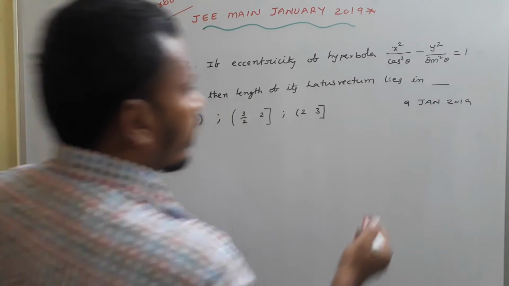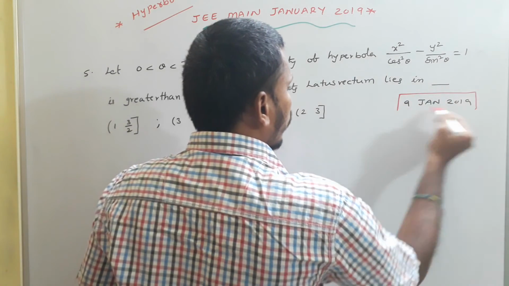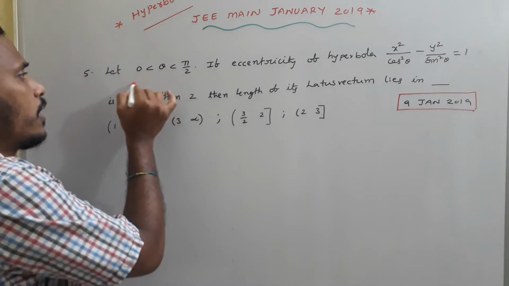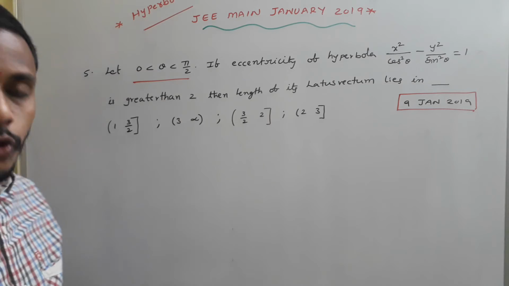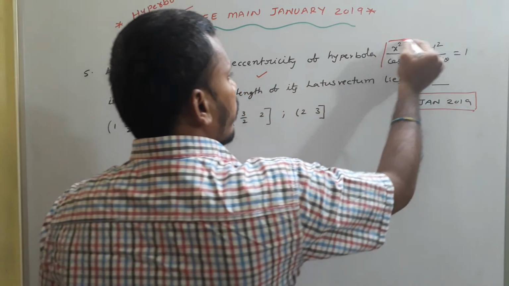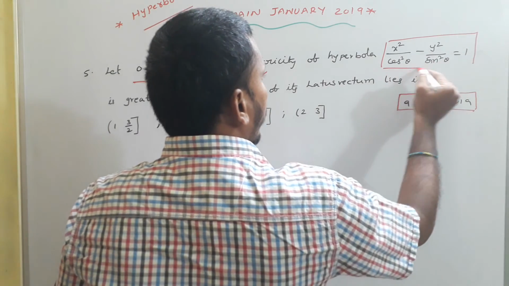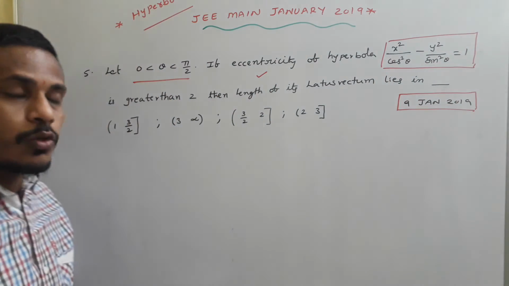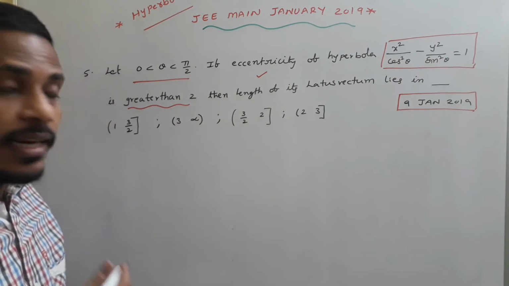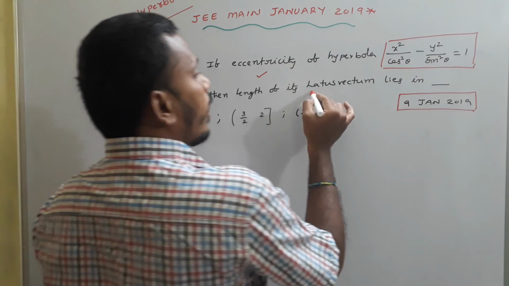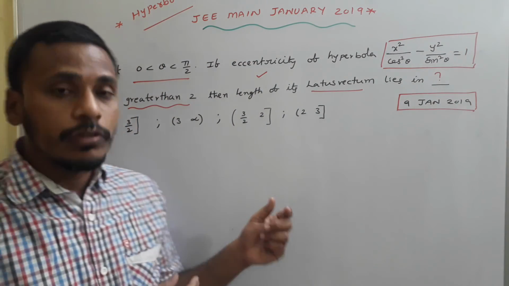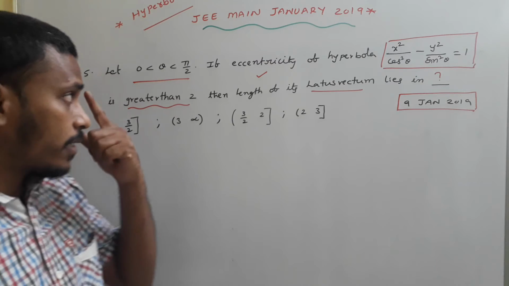So this problem is again from 9th January 2019. So look at the problem. See, theta is in between 0 and pi by 2, so theta is in the first quadrant. The eccentricity of this hyperbola x square by cos square theta minus y square by sin square theta is equal to 1 is greater than 2. Then we need to find the length of the latus rectum lies in the interval. We need to find the range of that length of latus rectum.